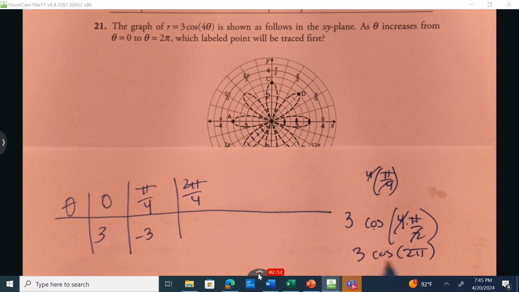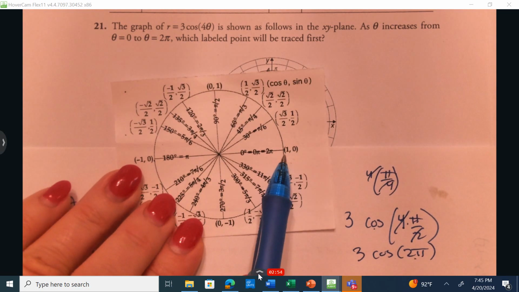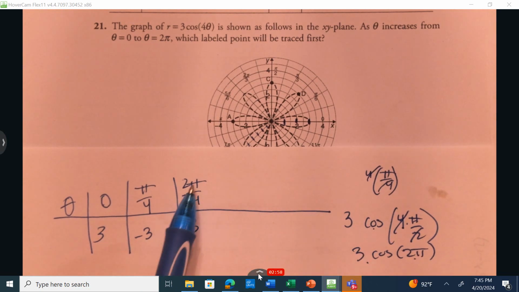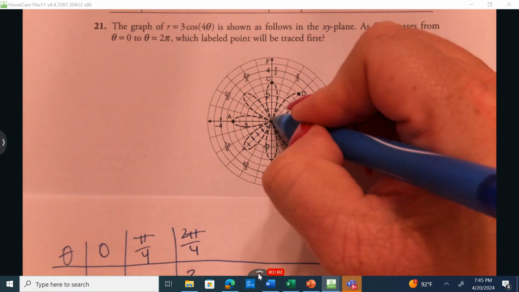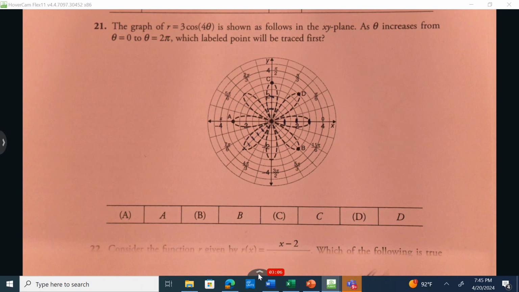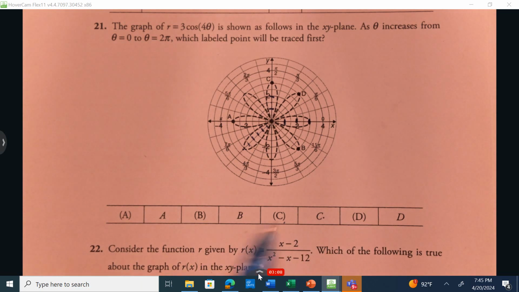So remember, the cosine of 2 pi is right here. Cosine of 2 pi is 1, and 1 times 3 is 3. So now let's go to pi over 2, that's what this reduces to, and let's go out 3. So 1, 2, 3. Oh, that's the first point we see in this list. C is the first point. Correct answer is C.